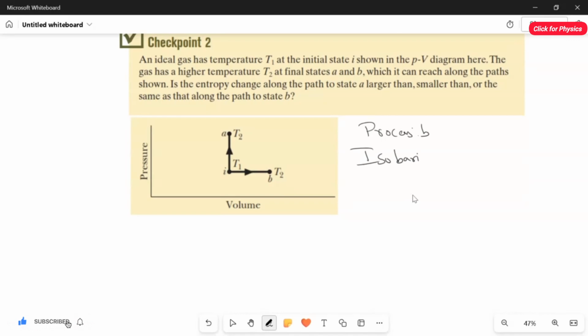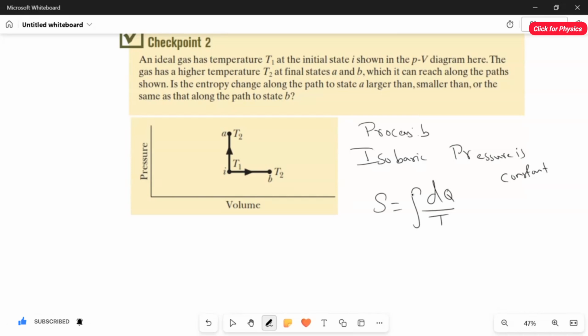What is meant by isobaric? Pressure is constant. Clear? For constant pressure, let's find the entropy. What is the formula for entropy? The formula for the entropy here is dq over T. Right? And I'm going to use this formula for these two lines.